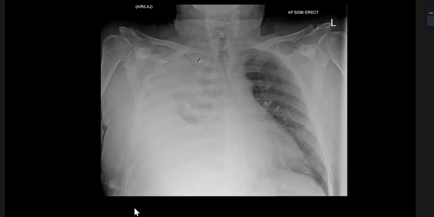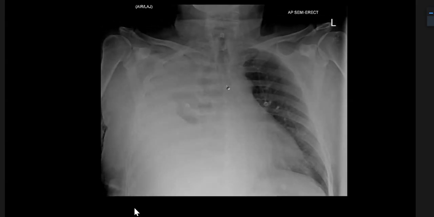Anything else you can see on this X-ray before we proceed to CT scan? There is a mild shift of the trachea and mediastinum toward the right side, minimal. Can you come again? The mild shifting of the trachea is seen toward the right side. Okay, so large pleural effusion on the right side and tracheal shift towards the right side.